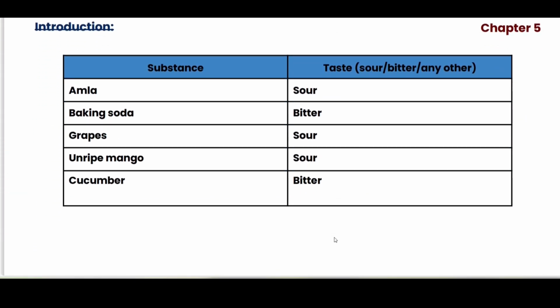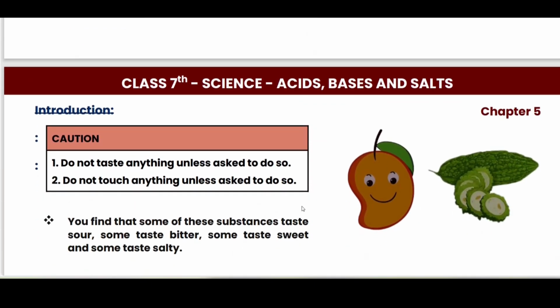Now, here another substance, amla. Amla is sour in taste. Then baking soda, it is bitter in taste. कड़वा होता है. Grapes, it's sour in taste. Unripe mango, sour in taste. And then cucumber. Cucumber कैसा होता है? It is bitter in taste, right?